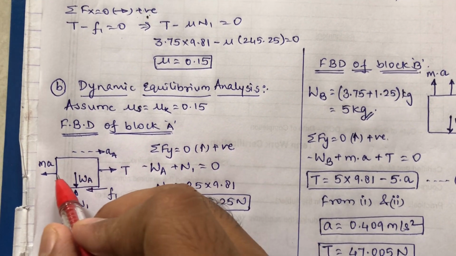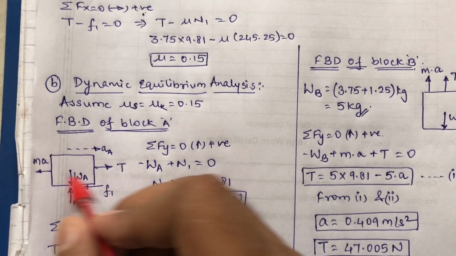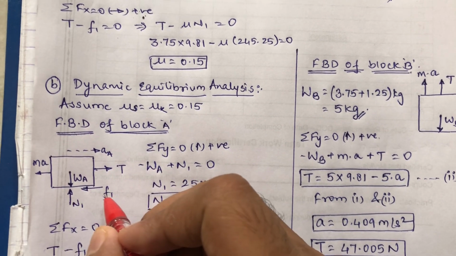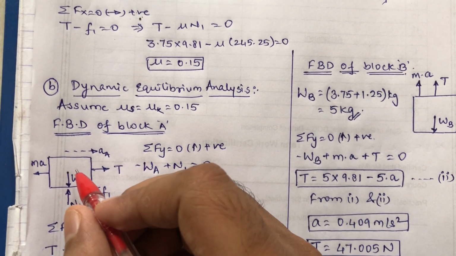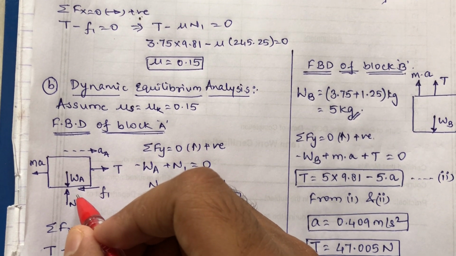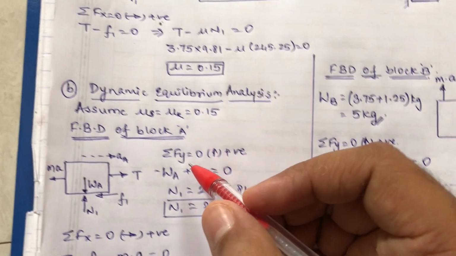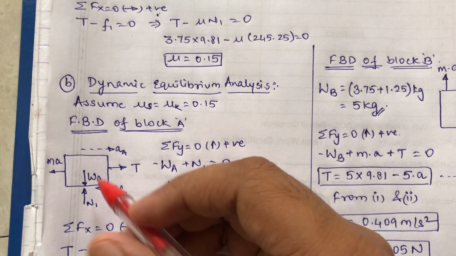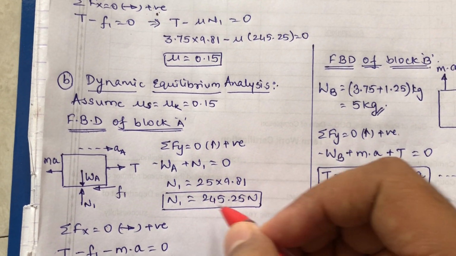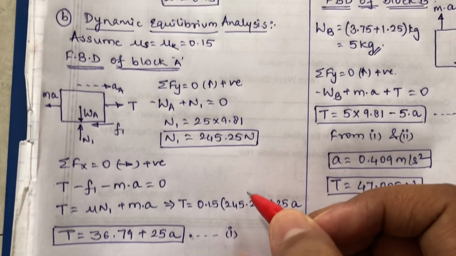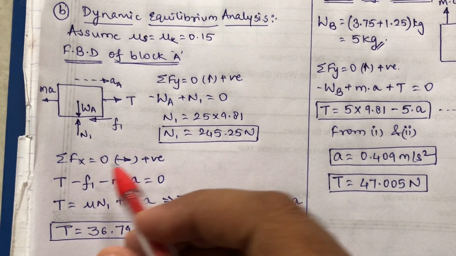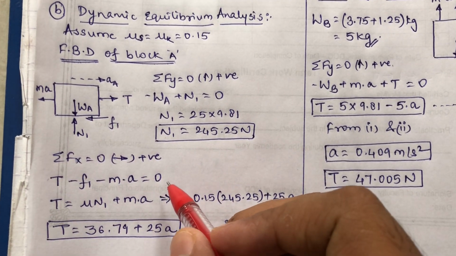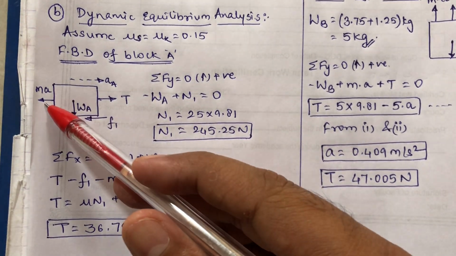And opposite to that, the inertial force, which is MA, as we have seen in our rules. So T is on the right side, MA is opposite to the motion, F1, which is the frictional force, is opposite to the motion, WA downward, N1 upward. Now if I apply summation Fy equals 0, upward direction taken positive, in that case minus W plus N1 equals 0, and N1 is the same as what we did above. Now summation Fx equals 0, right side taken positive, so T minus F1 minus MA equals 0.